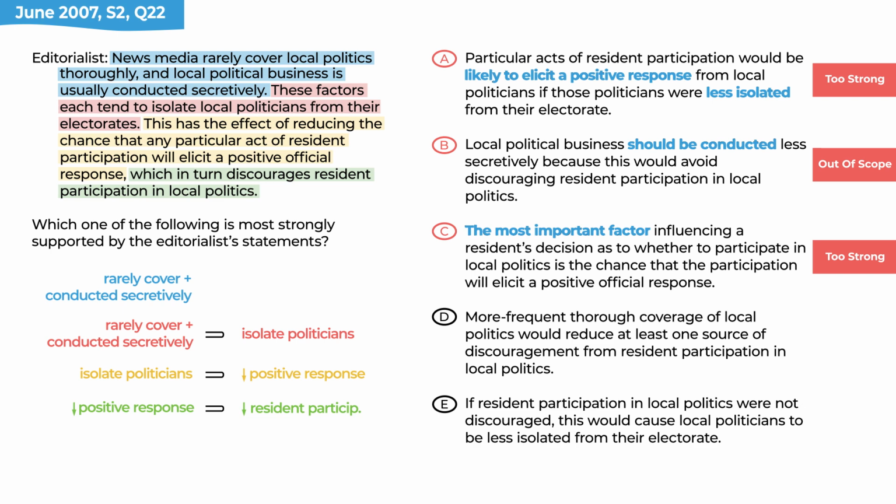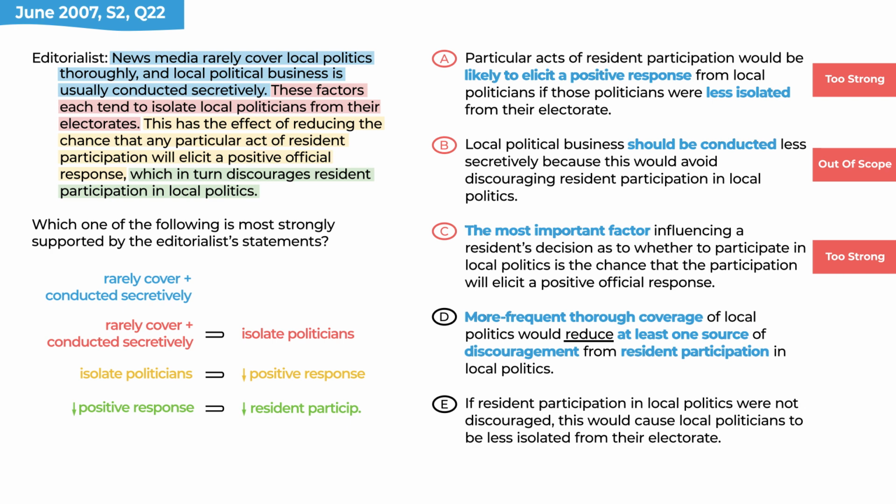Answer choice D says that more frequent, thorough coverage of local politics would reduce at least one source of discouragement from resident participation in local politics. So more frequent, thorough coverage is the opposite of having rare coverage, right? They say that news media rarely cover local politics. So this is the opposite of that. And then if we're going to get rid of or reduce at least one source of discouragement, then we'll have less of this thing that's causing our politicians to become isolated.